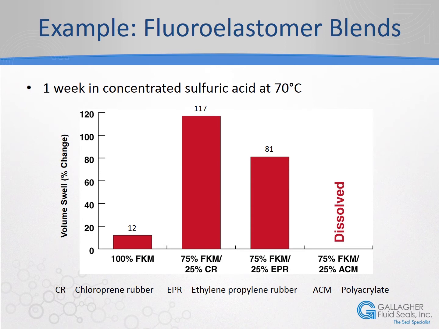This slide again compares a product made with 100% FKM polymer to several fluoroelastomer blends in a harsh chemical environment. The exposure is 1 week in concentrated sulfuric acid at 70 degrees C. The product made using 100% FKM polymer holds up well with a volume swell of only 12%. The CR and EPR blends show a very large volume increase. A volume increase of 25% or more will often result in the seal overfilling the gland, extruding, and finally failing. In the case of the polyacrylate blend, the elastomer dissolves.